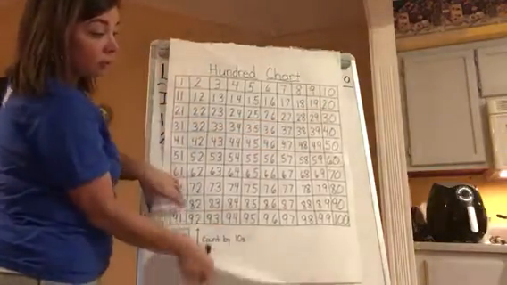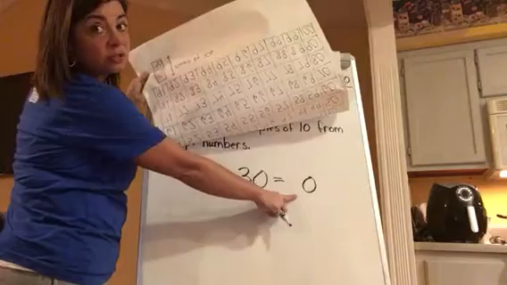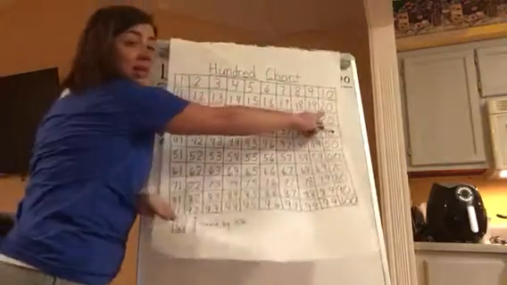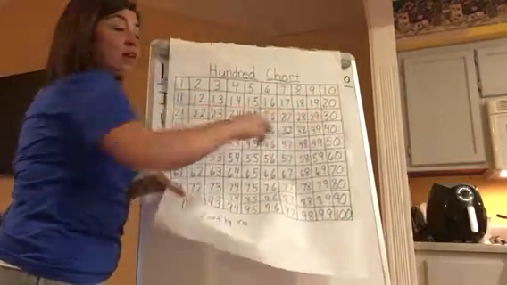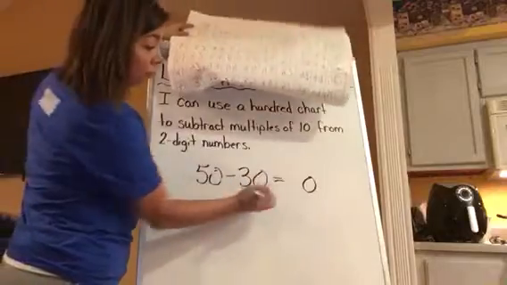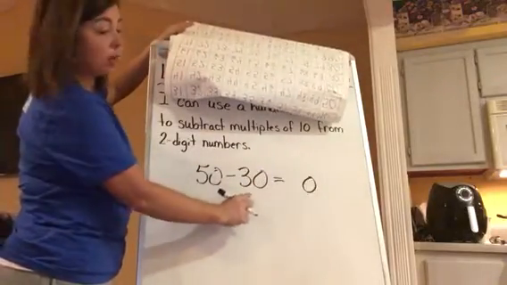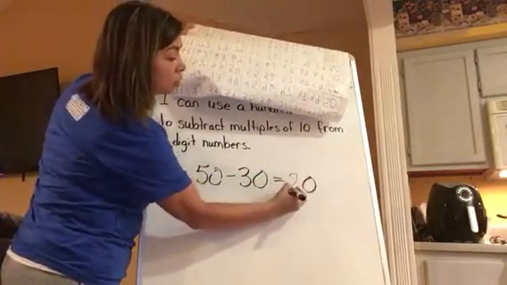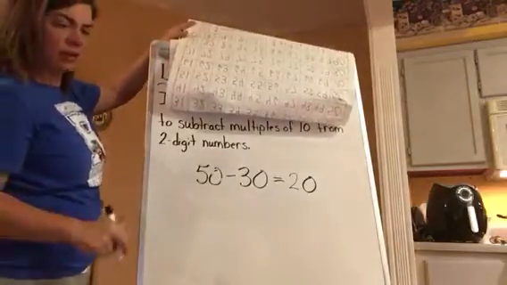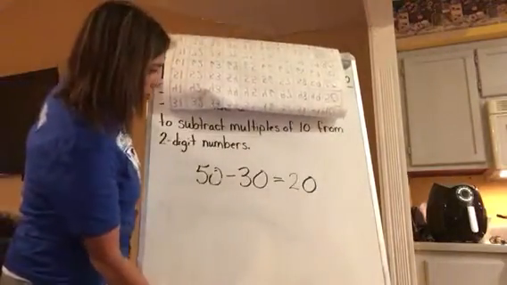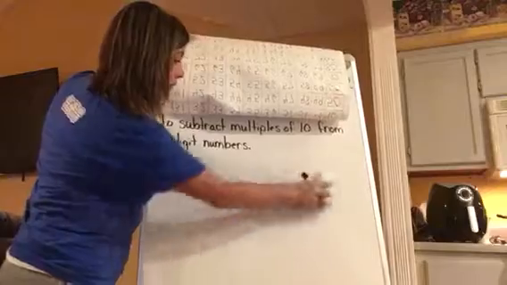Now remember, we said our answer is going to end in a 0. Does 20 end in a 0? Very good. So the difference of 50 take away 30 is 20. Very good. You guys did a great job on that one. Now let's try something else.